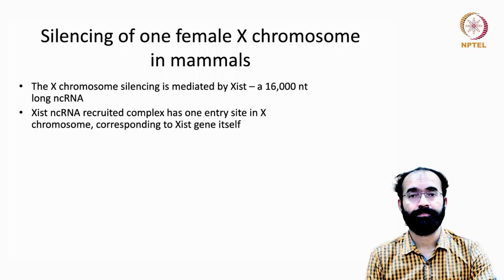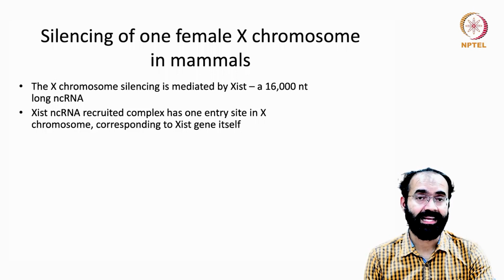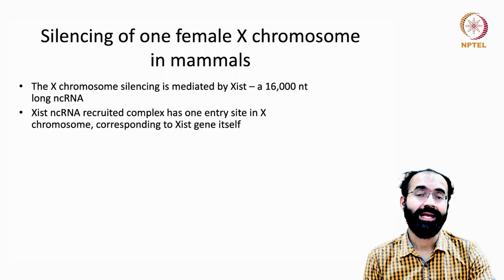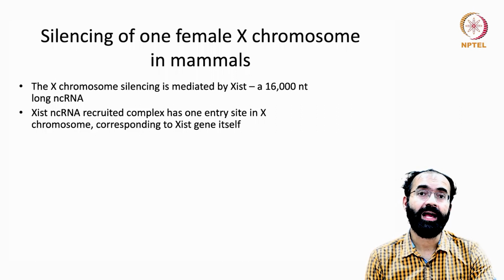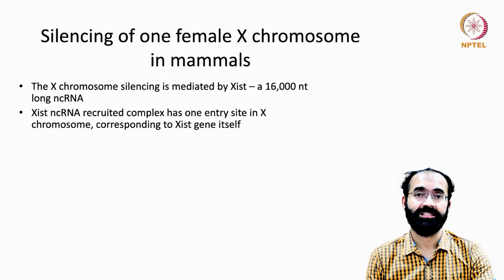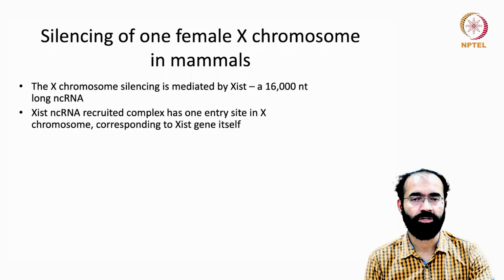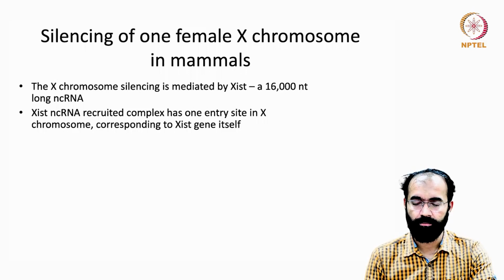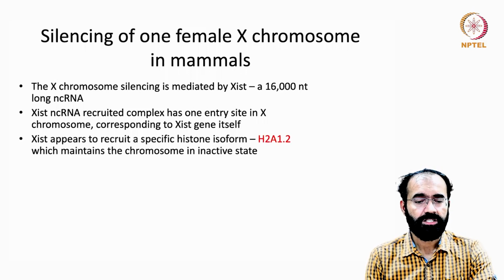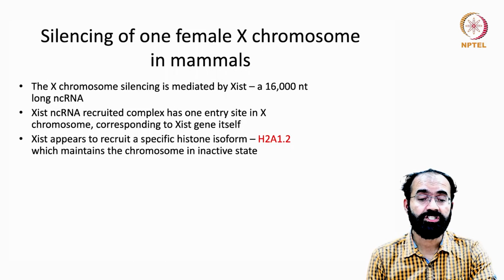The XIST gene is present in the X chromosome. Once this gene is expressed, it will give rise to the XIST transcript, and this XIST transcript goes back and attaches onto the same place where it was produced, and this is the simplistic way of explaining how the inactivation takes place. Of course, this is only the beginning. Actual inactivation has much more to it. So XIST appears to recruit a specific histone isoform.